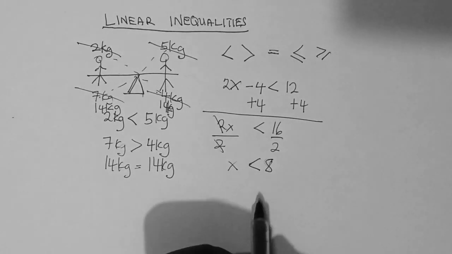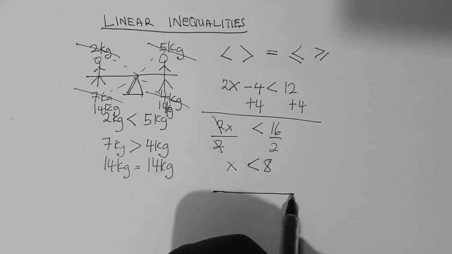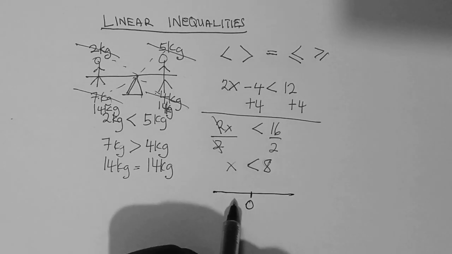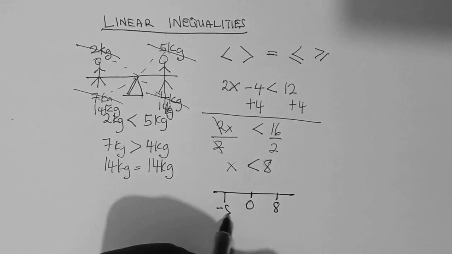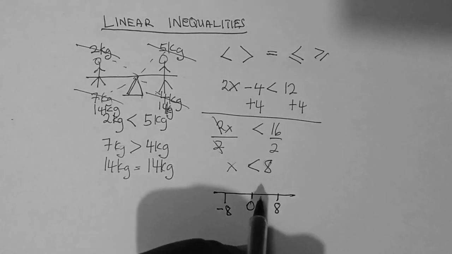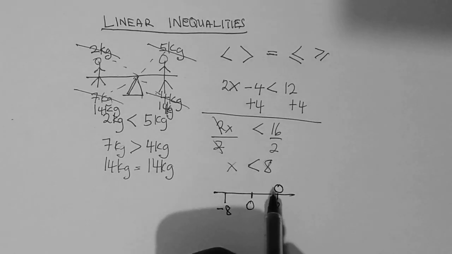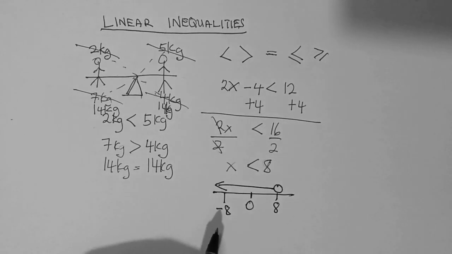So let's represent x is less than 8 on a number line. So this is our number line. Let's assume this is the middle, 0. This is 8, and this is minus 8. So x is less than 8. This is 8, and the values to the left are the values that are less than 8. So this is the representation of x less than 8.